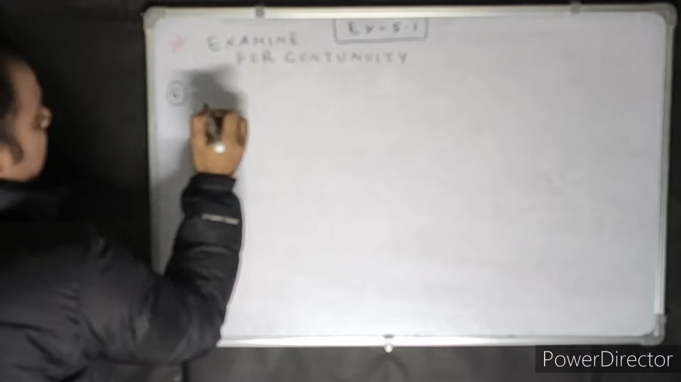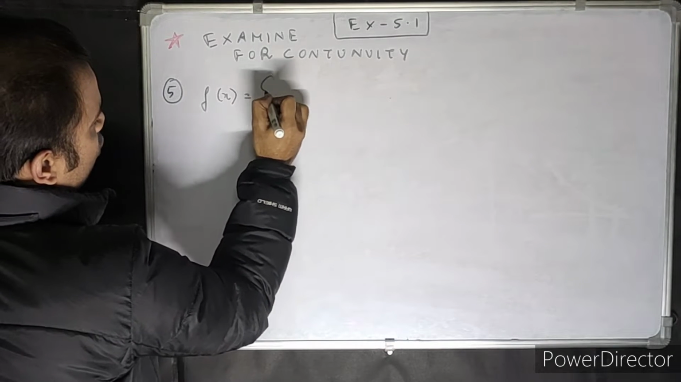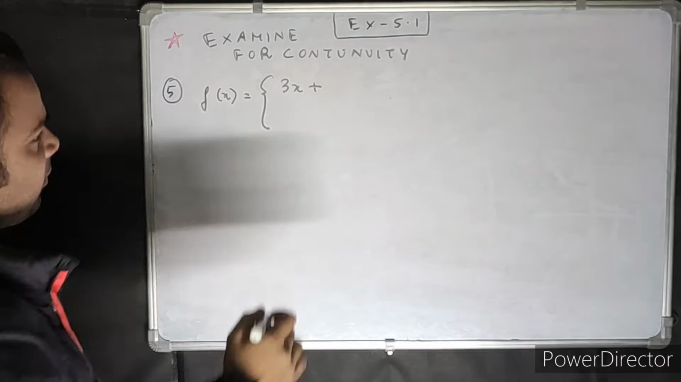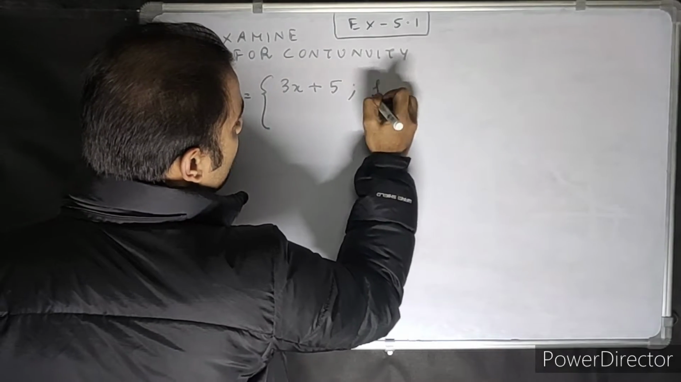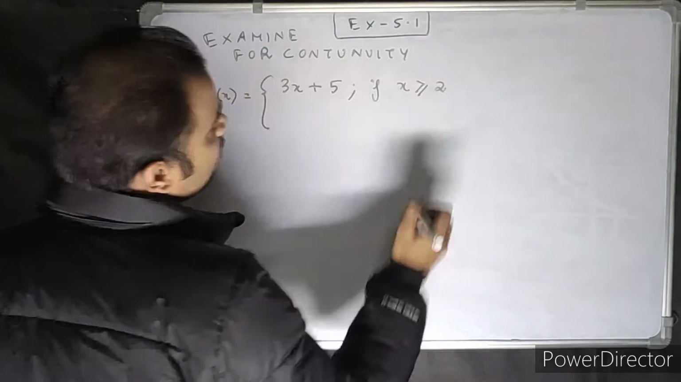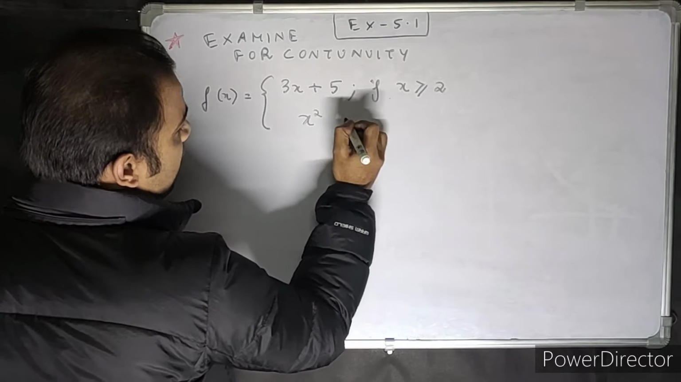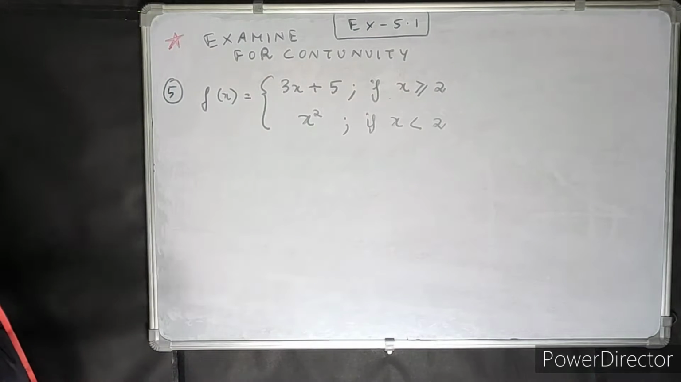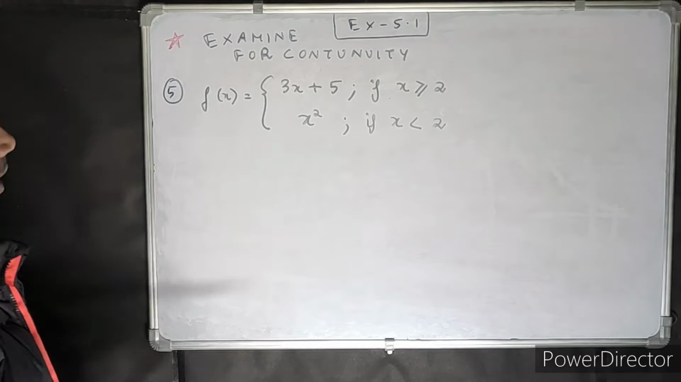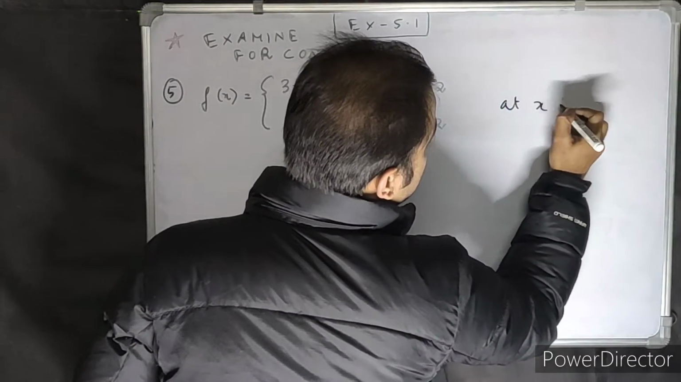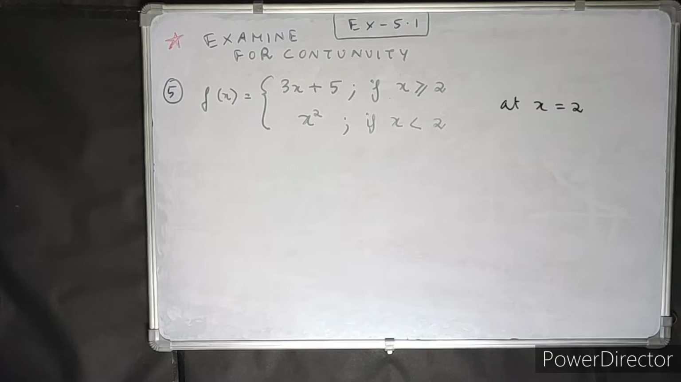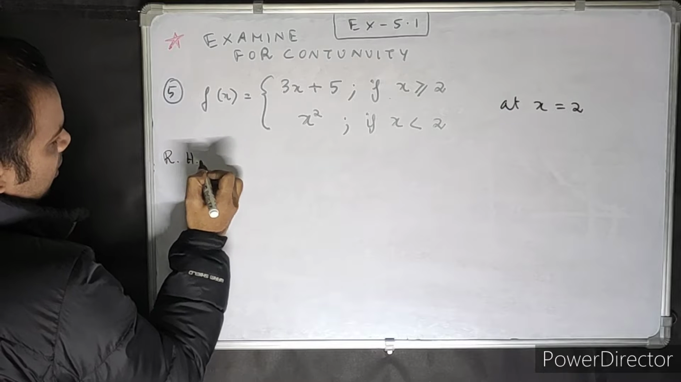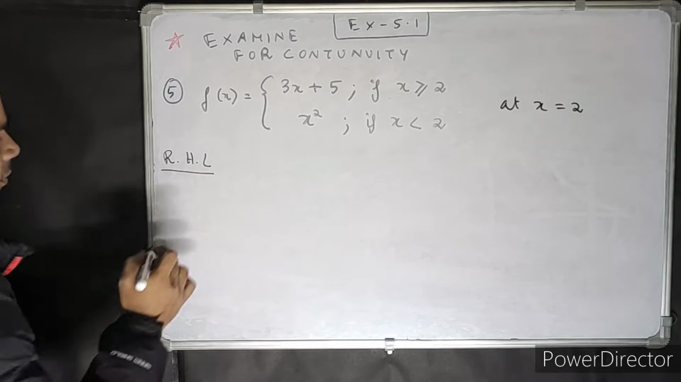Question number 5 is given as f of x is equal to 3x plus 5 when x is greater than or equal to 2, and it is x square if x is less than 2. You have to check whether the function is continuous at x equal to 2. You know what to do. You have to start with RHL or LHL, whatever you feel like doing.